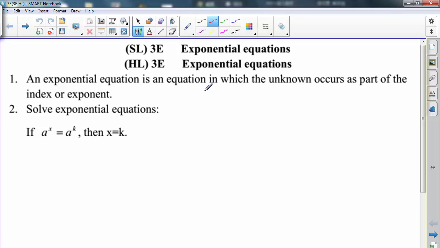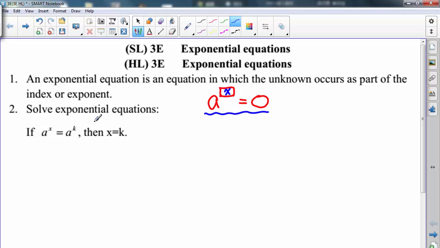This definition means if the variable occurs in the exponent equals something here. As long as the x is in the exponent, this one is called an exponential equation.